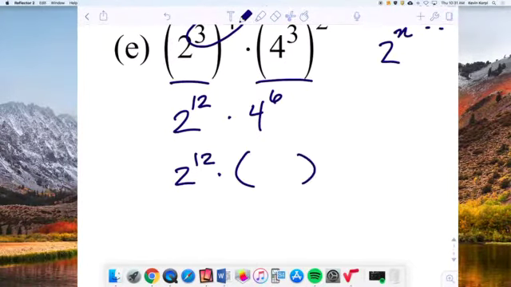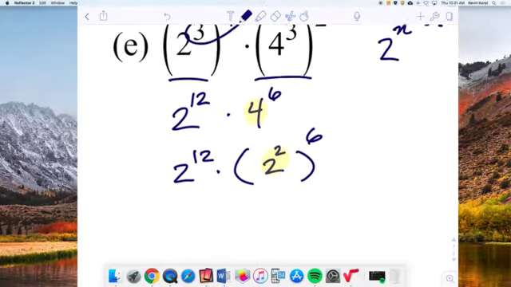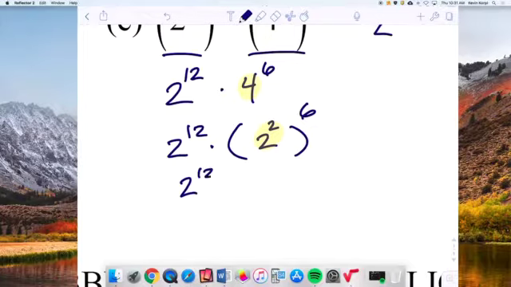Let me just put parentheses where the 4 is. So instead of 4 to the 6, now I have parentheses to the 6. Can I write 4 in terms of 2 as a power of 2? Yeah, it's 2 squared, right? So that's all I did. I just simply replaced 4 with 2 squared. And now I get 2 to the 12th times 2 to the 12th. And now I have the same base, so that's 2 to the 12th plus 12, which is 2 to the 24th power. Okay, so that's how you would probably do that one.